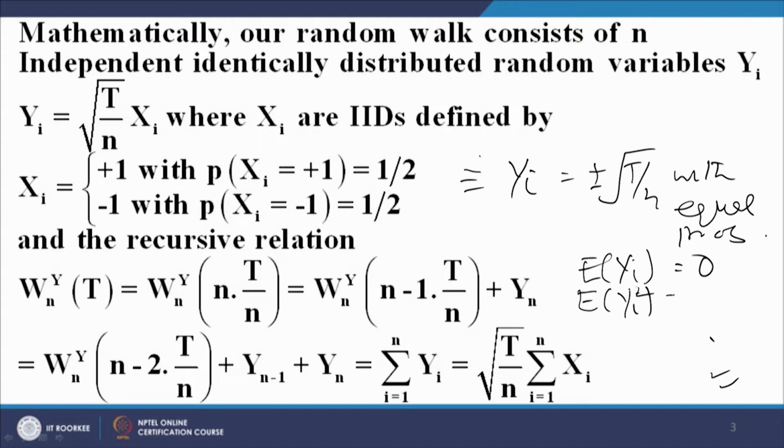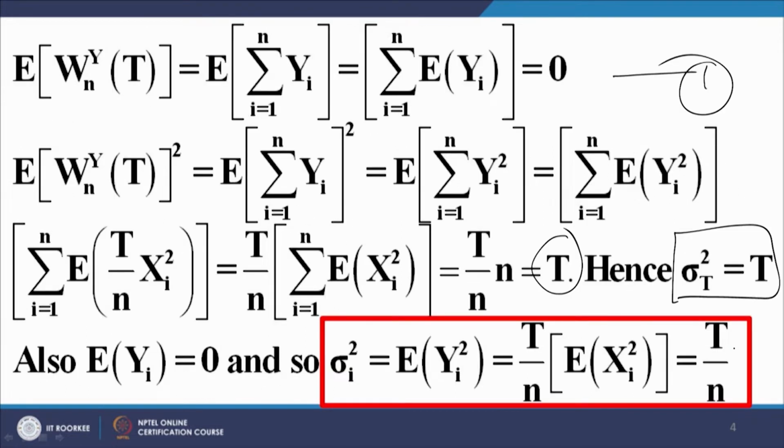So, the expected value of y I square is equal to t upon n, and the variance sigma squared of y I is equal to t upon n. This is also shown in this red box. This is important. This will be carried forward when we talk about applying the central limit theorem to this process.